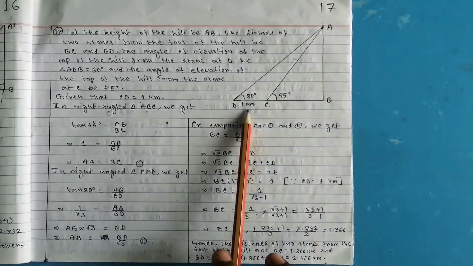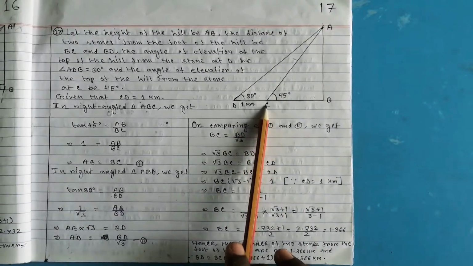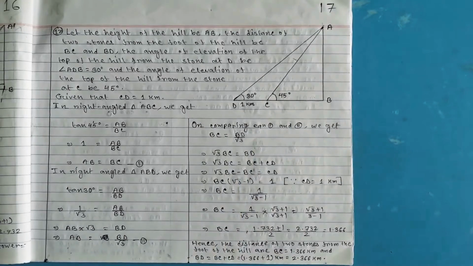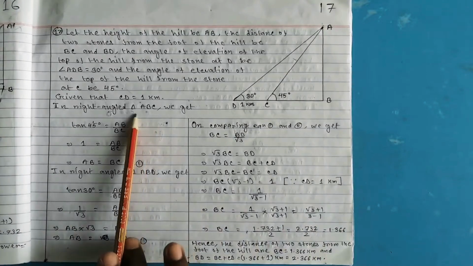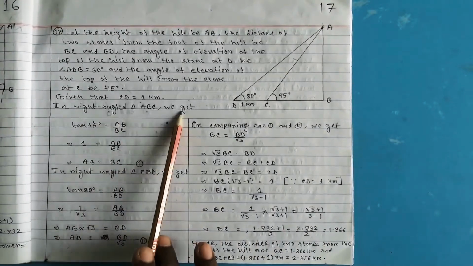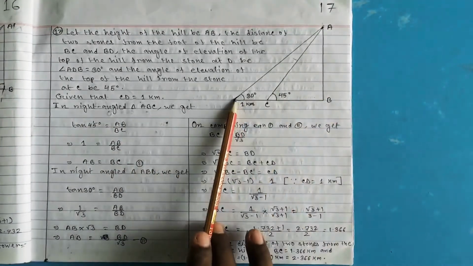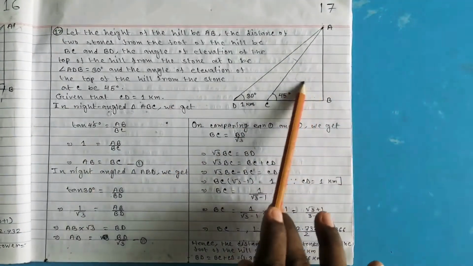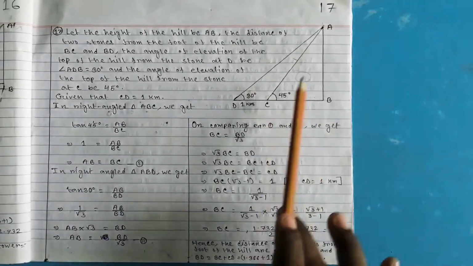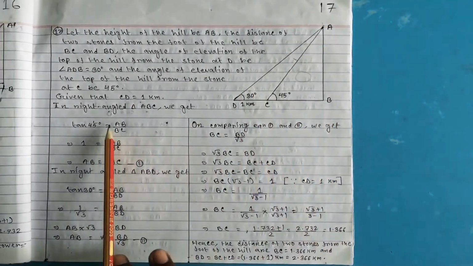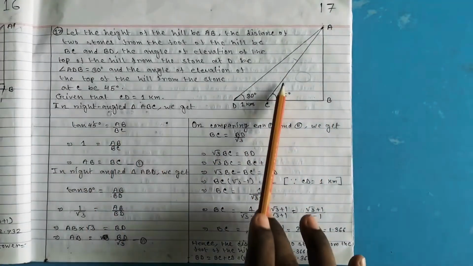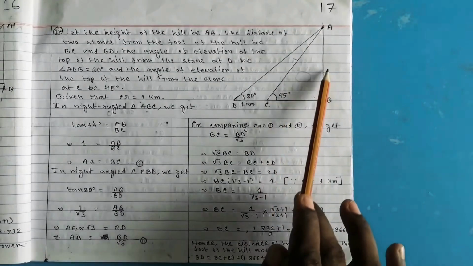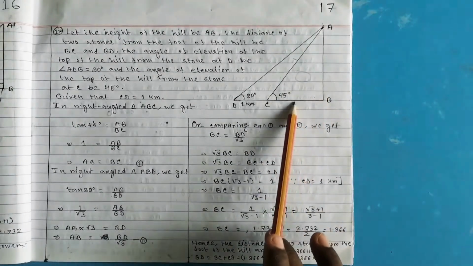Here this is 1 kilometer, which means you can say this is 1000 meter also, or you can keep it in kilometer. So in triangle ABC, the smaller triangle, we get AB upon BC equals tan 45 degree. This is 45 degree, so tan 45 degree equals perpendicular upon base.